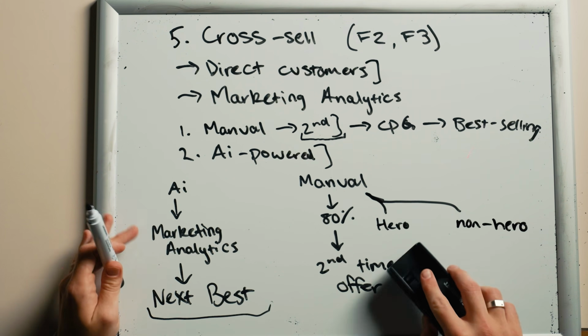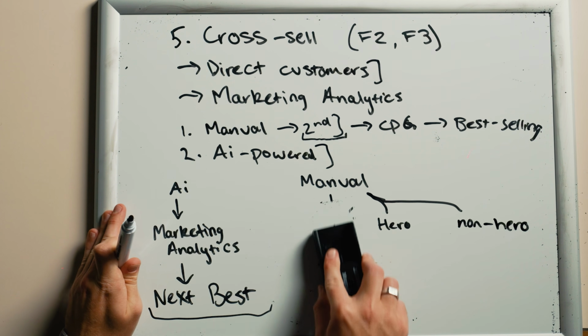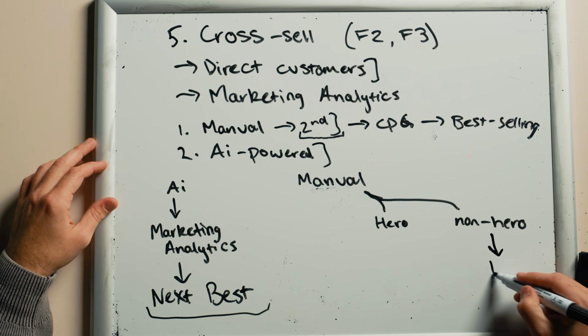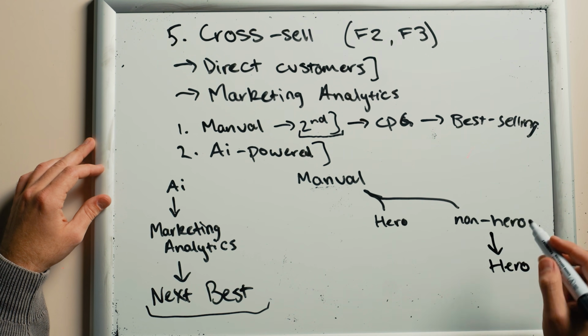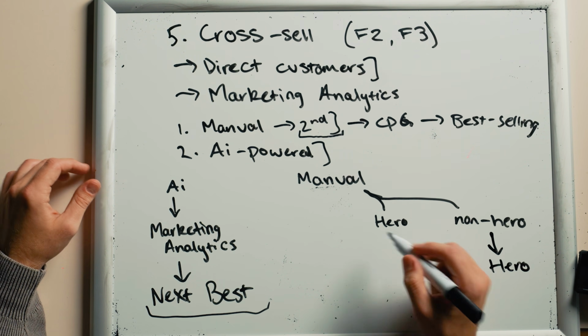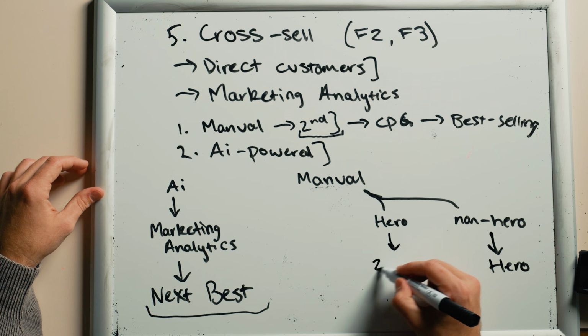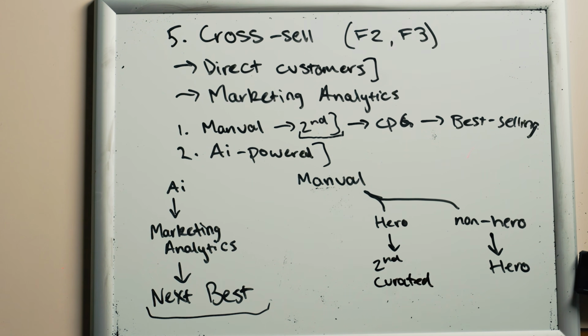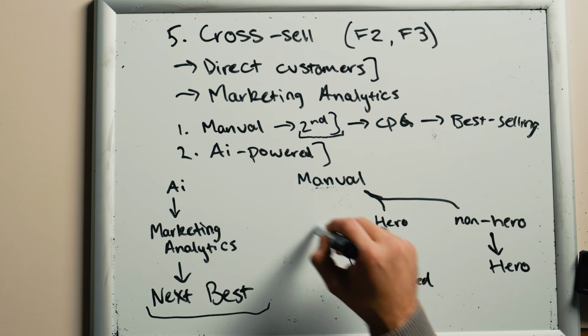This is a really simple way to structure your manual cross-sell flow. For people who didn't buy the hero product, we just want to upsell them to the hero product. Super simple. You have a best-selling product, people didn't buy that, hey, buy our best-selling product. For people who did buy the hero product, this is where we come up with maybe a more curated second purchase order. Like maybe we have a bundle we can upsell people to, a subscription we can upsell people to, or if we have too many possibilities, that's when you just go back and look at AI.